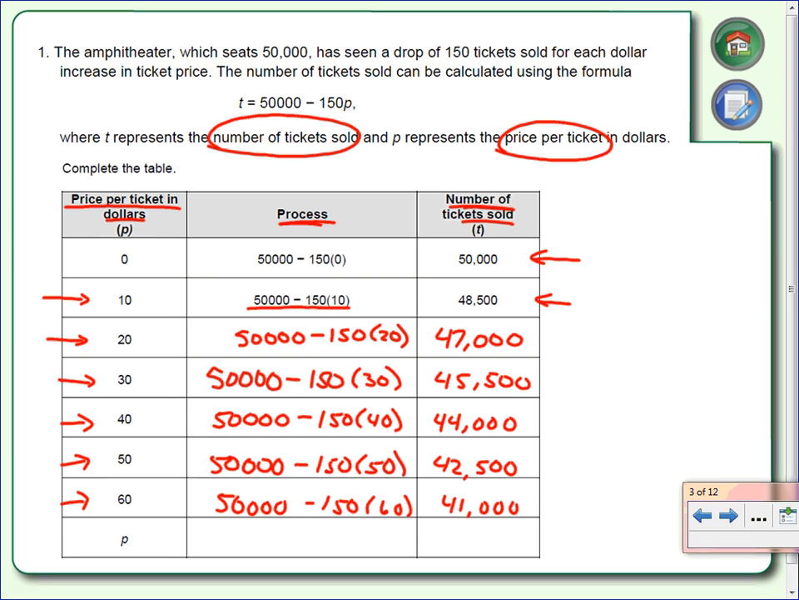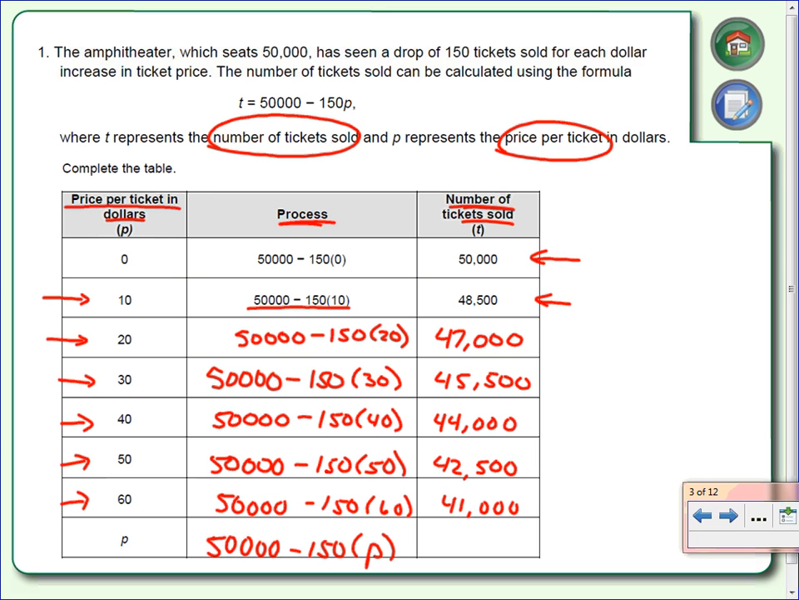Now, down here at the bottom, we've got one last thing to do. Notice that in our process column, all we did was replace what was in parentheses with the value we were given for the price per ticket. This time, instead of giving me a number, they gave me the letter P. So I'm going to continue with this pattern: 50,000 minus 150, and what exactly am I going to put in parentheses this time? The letter P, representing the price per ticket.